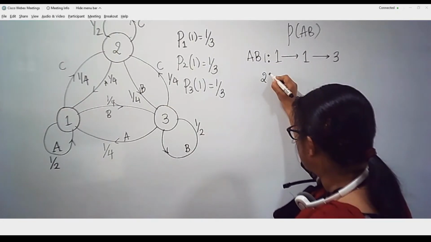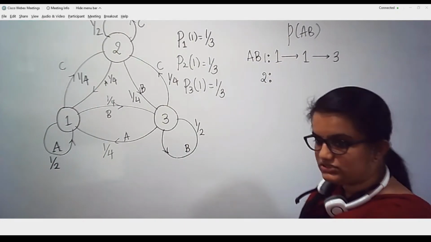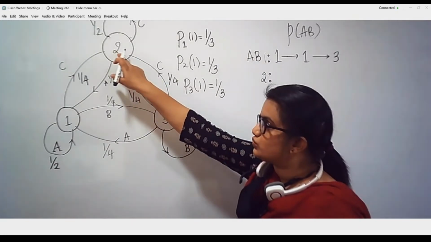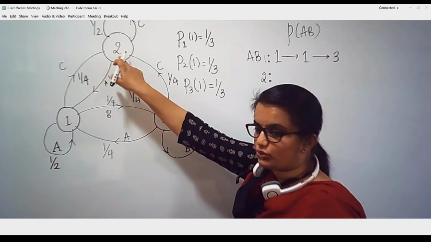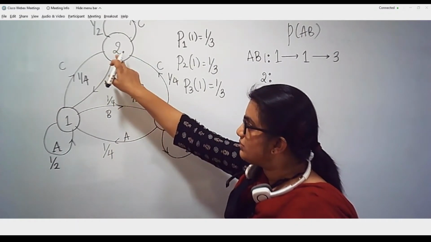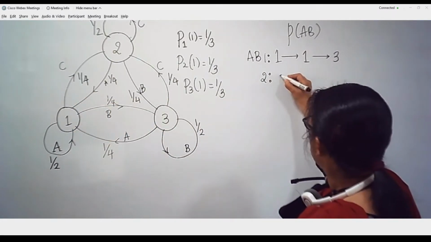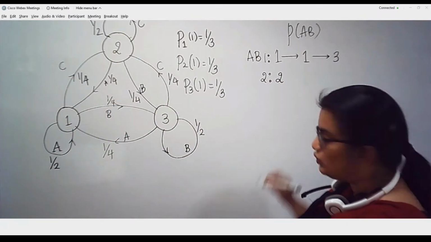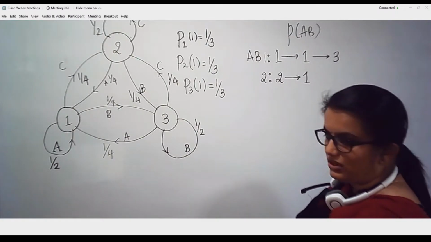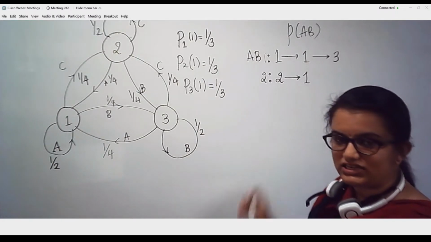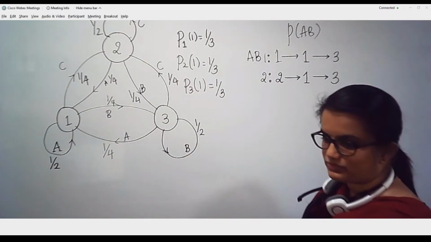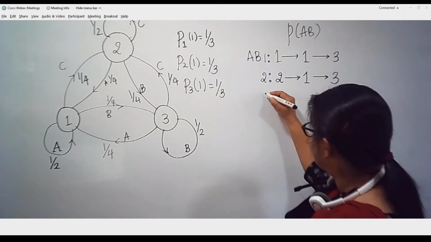The second possibility of generating AB is, let us assume I am present at state 2. Being at state 2, I can generate letter A by moving from 2 to 1. And being at 1, I can generate B by moving from state 1 to 3. This is the second possibility.